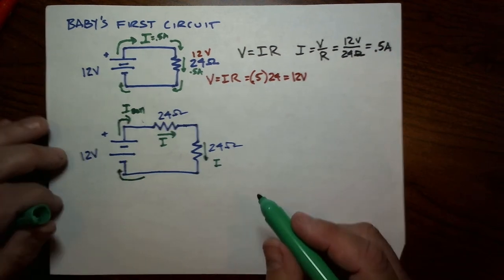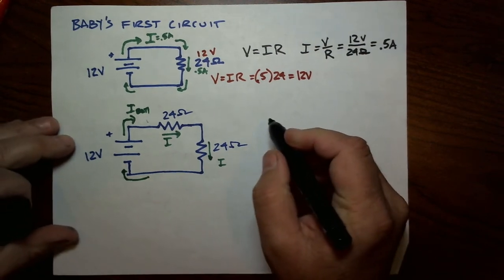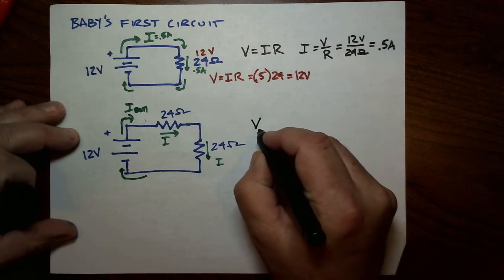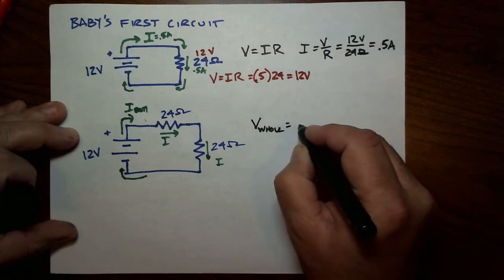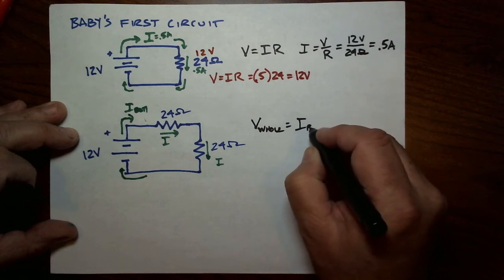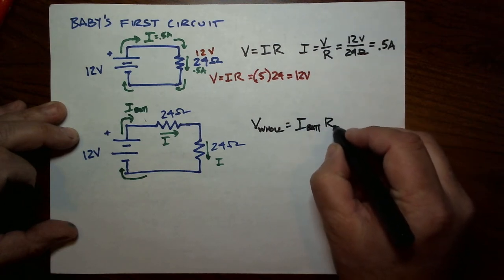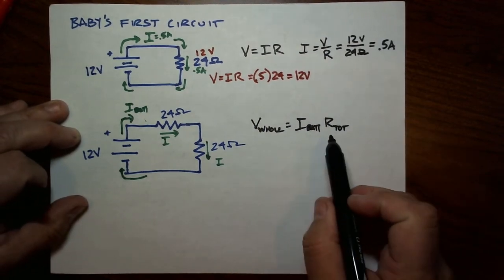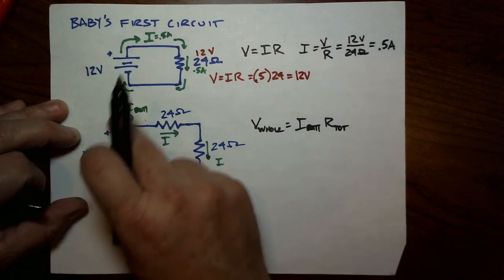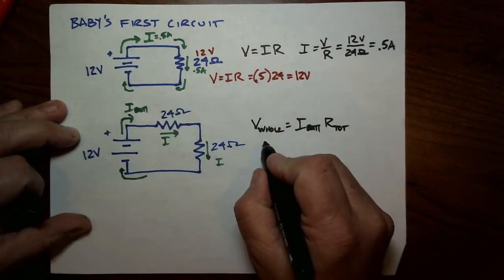Okay, well, let's do the whole circuit thing now. For the whole circuit, the voltage for the whole circuit is equal to the current flowing out of the battery times the total resistance. I'm adding some subscripts because of the words I said after I said these things. I want to look at the whole circuit as one big piece. Well, the whole circuit voltage is the only voltage that's here.